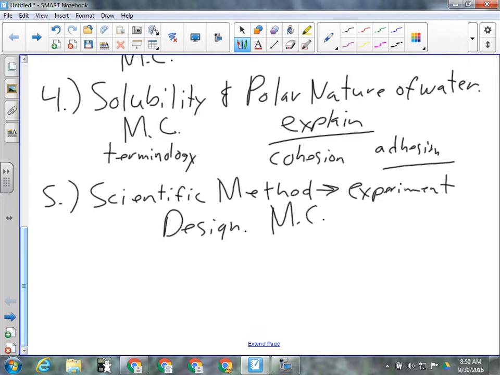Anything that you're asked to explain, is that going to be in the multiple choice? No, if it's explain or demonstrate, it's probably a written response item. So far, what we've just been going over is just knowledge and recall kind of stuff, except for the explaining the polar nature of water part here.